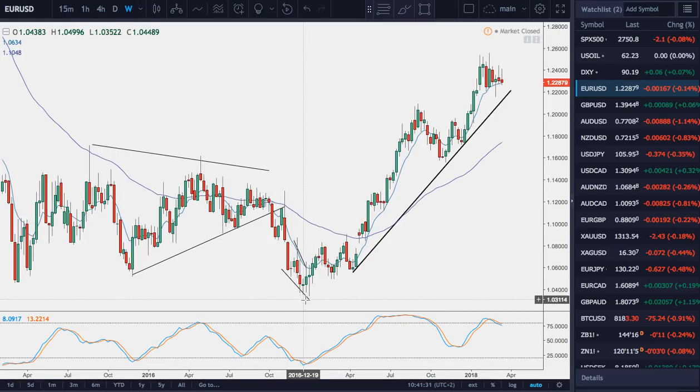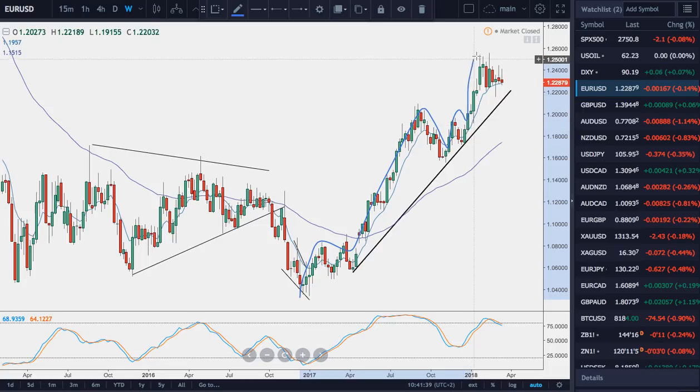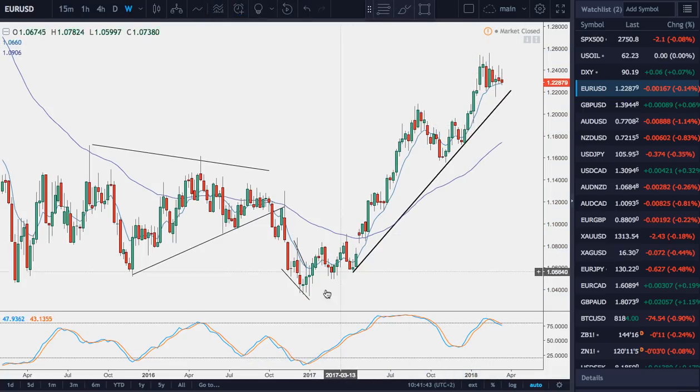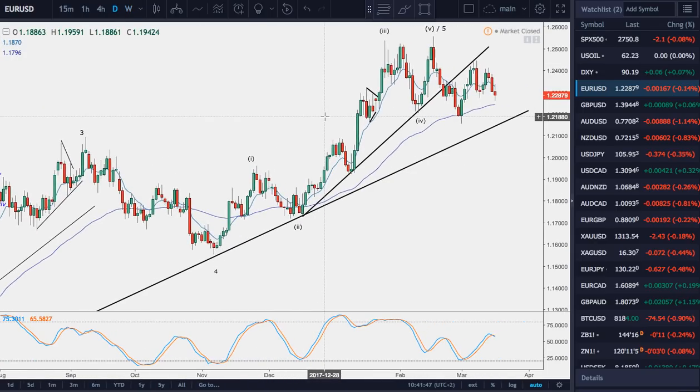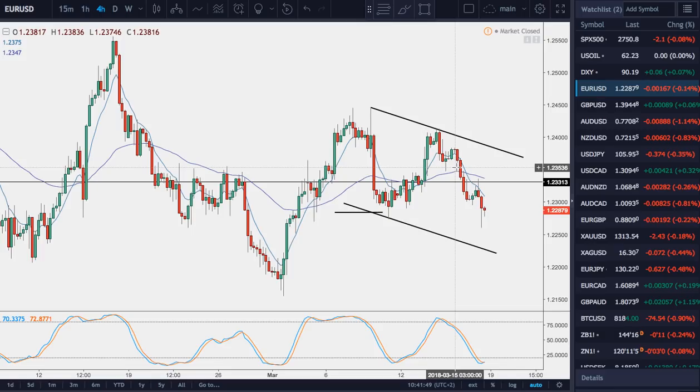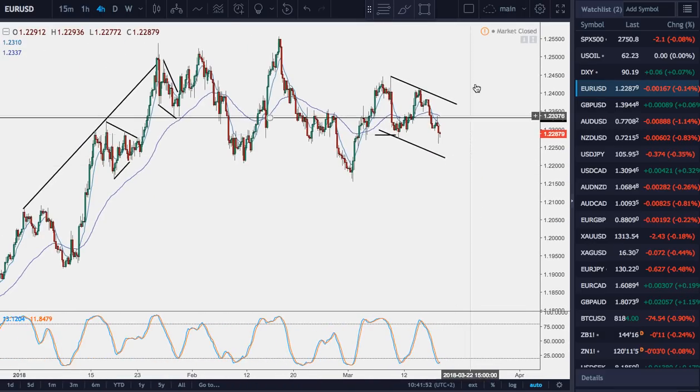The move from January 2017 has effectively finished. It is effectively five waves up into here. So I'm going to hold that as being likely to move down more than up from here. And that sounds like shit, but that's the way it goes. So we're going to look for bearish setups.